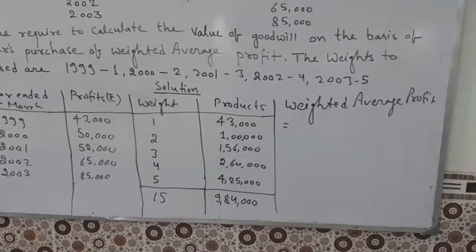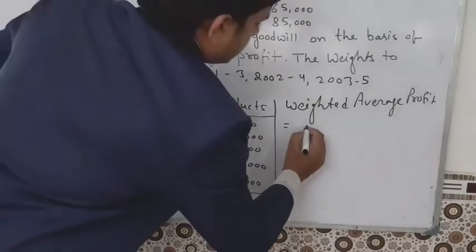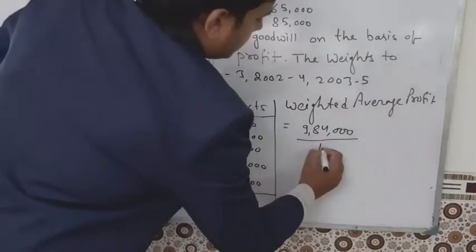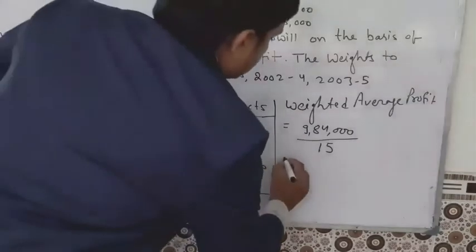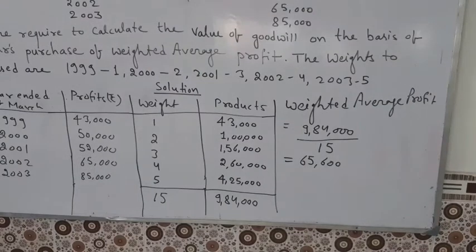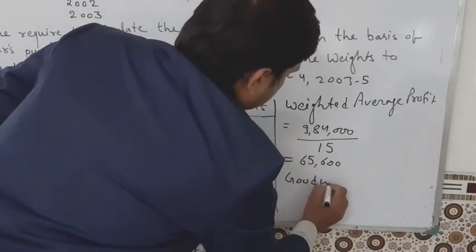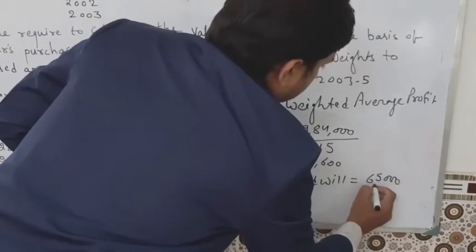So 9,84,000 divided by 15. Please divide it: 9,84,000 divided by 15 is 65,600. Goodwill is equal to weighted average profit, 65,600, into the number of years purchase.